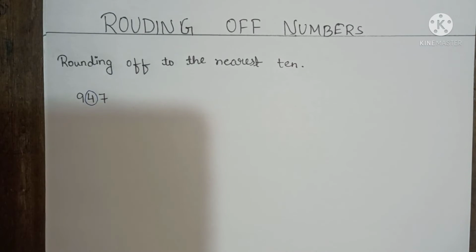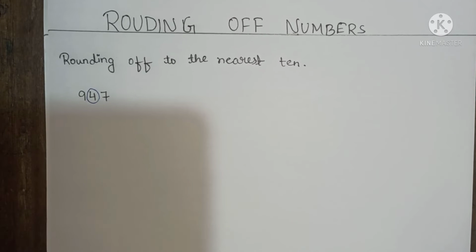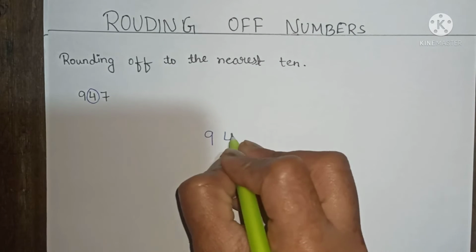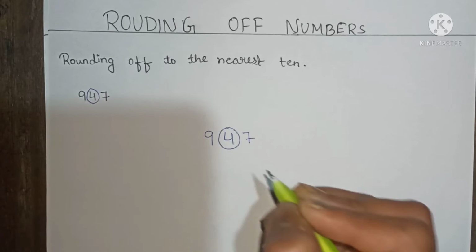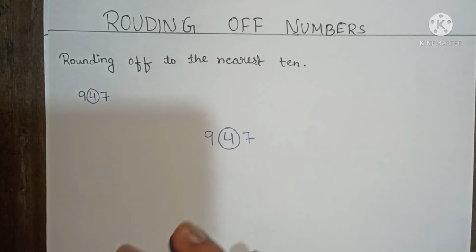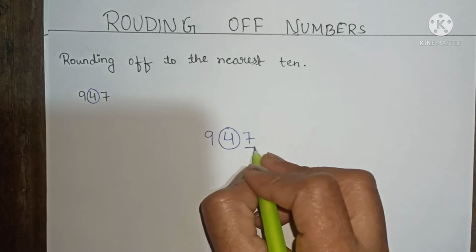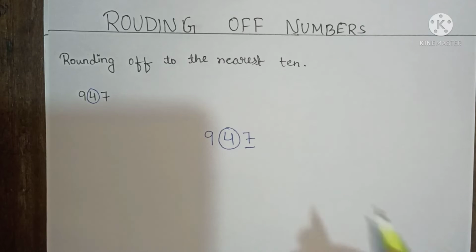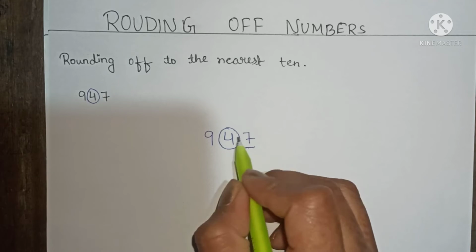4 is in the tens place, right? Now we have to round off 4. When we have to round off a number, we will always look at the number on its right-hand side. So which number is on the right side of 4? It's 7. So we will look at 7.